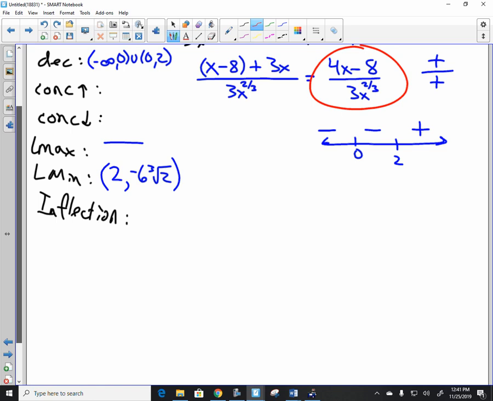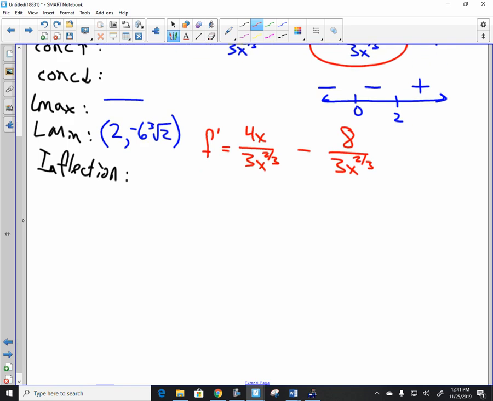If I got to find that derivative, I write it as 2 fractions first. So that's f prime, correct? So I write it as 4x over 3x to the 2/3 minus 8 over 3x to the 2/3. Would you agree that this is 4 thirds x to the 1/3? And would you agree that this is 8 over 3 x to the negative 2/3?